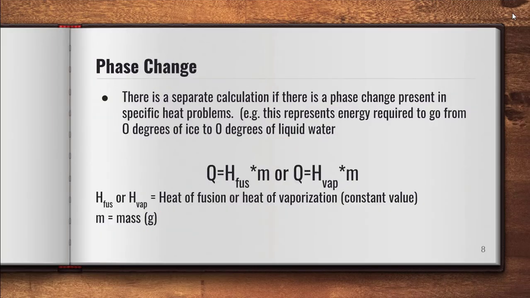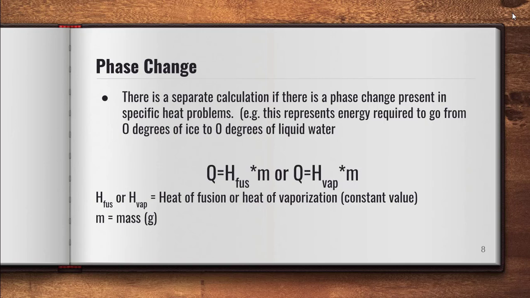This is where these types of problems can get a little bit hairy, so to speak. If there's a phase change in this type of problem, there's actually a separate calculation you do, because there is energy that is required to go from 0 degrees of ice to 0 degrees of liquid water. So there is no temperature change, but there is a phase change. So for example, if I were to go from negative 20 degrees ice to 30 degrees water, I'd have to include this in my calculations.